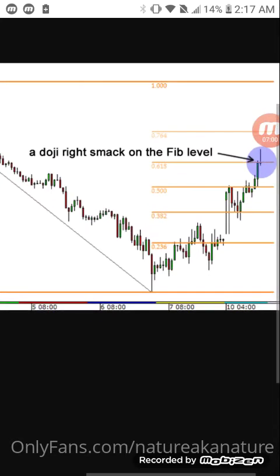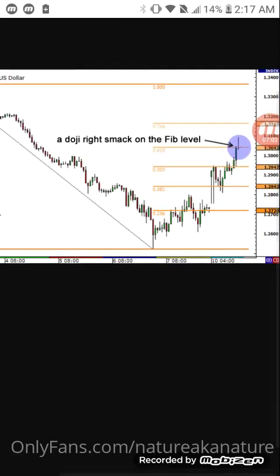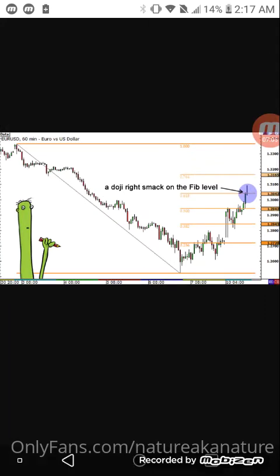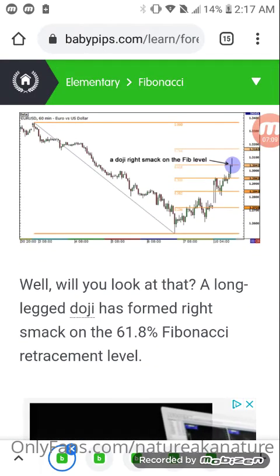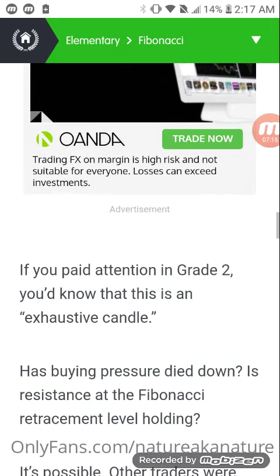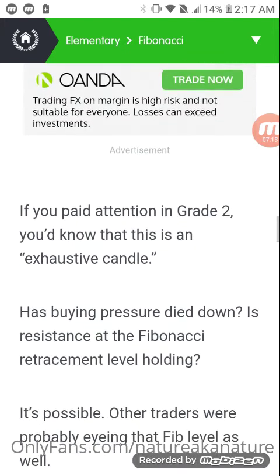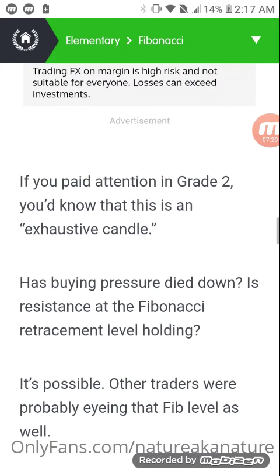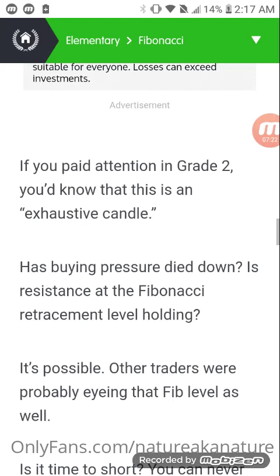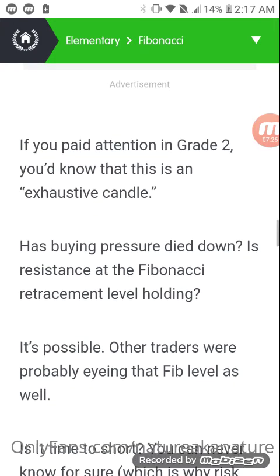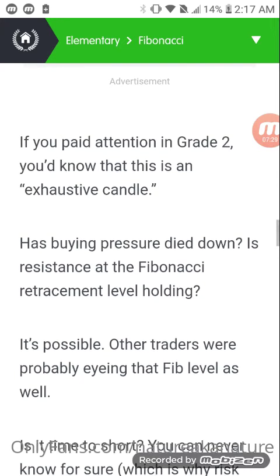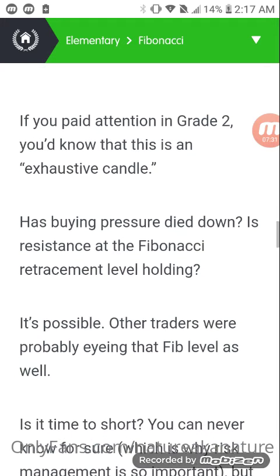So this means that buyers are exhausted, that sellers could come right in and take over price. While you see a long-legged doji has formed right smack on the 61.8 Fibonacci retracement level, if you pay attention in grade 2, you know that this is an exhausted candle. Has buyers' pressure died down? Is the resistance of the Fibonacci retracement level holding?